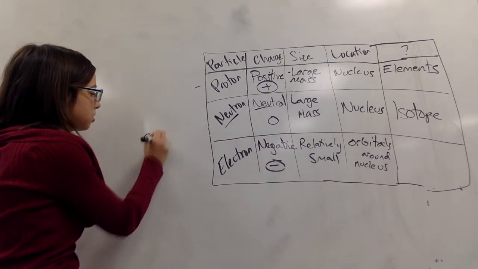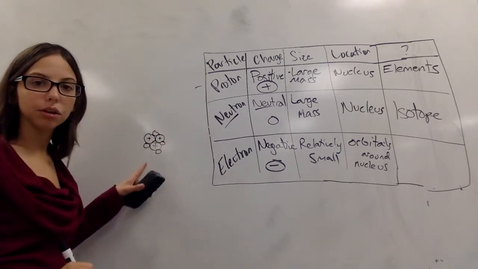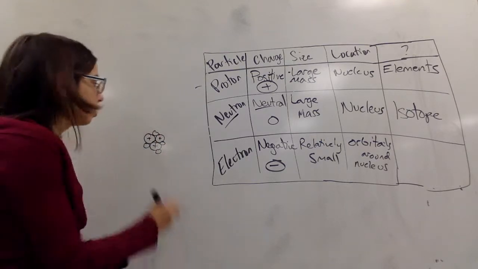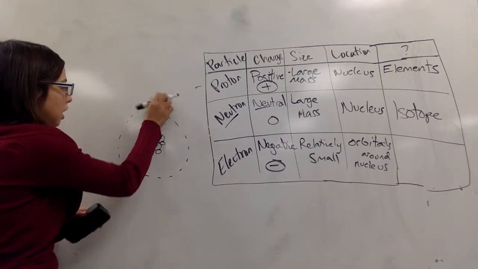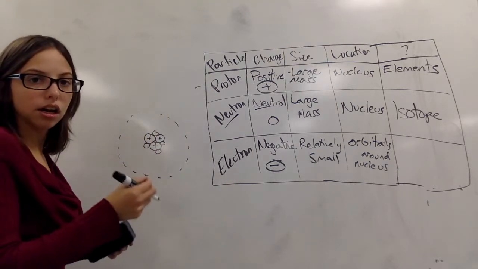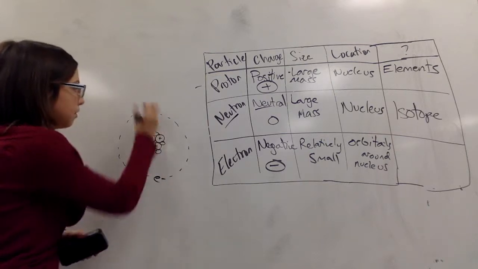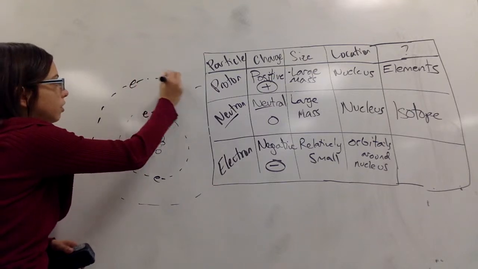So this was the nucleus of your atom. Here's all your protons and neutrons, all tightly packed together. The electrons would be out here. And when we talk about ions, go see the ion video. That tells you where the electrons have to be. It would be way out here.